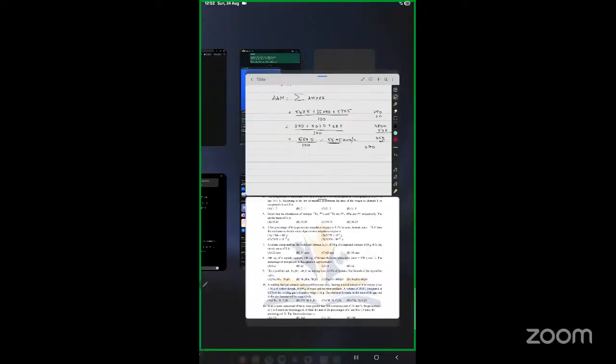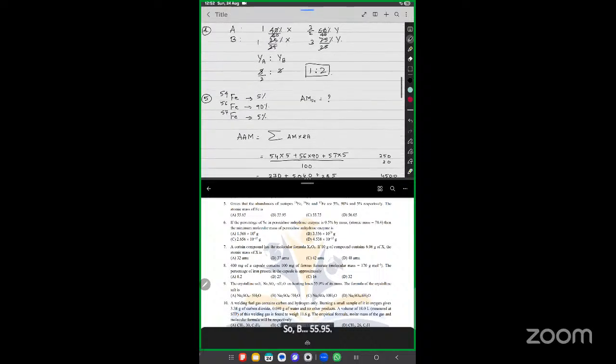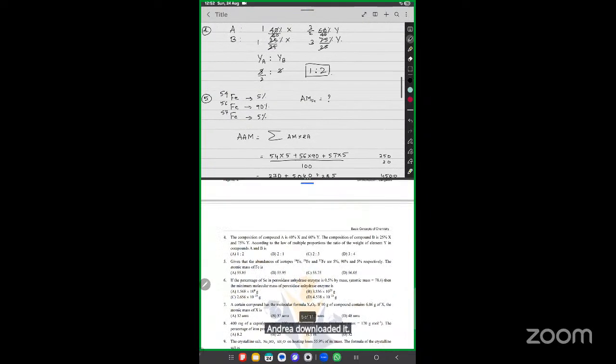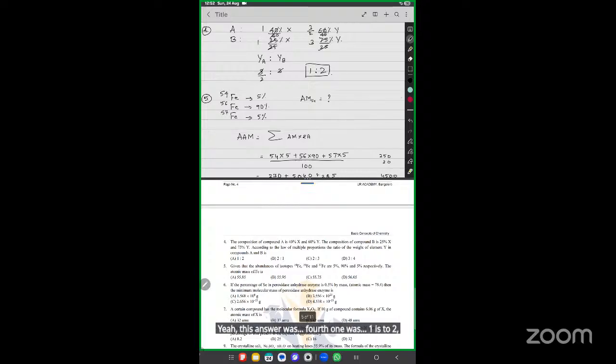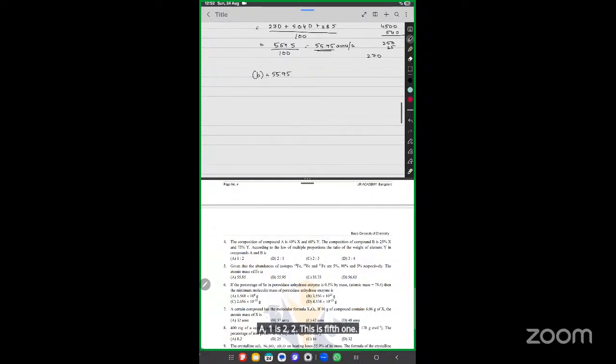So B 55.95. Yeah, this answer was, fourth one was 1:2, which was A. A 1:2. This is the fifth one. Coming to the sixth one.